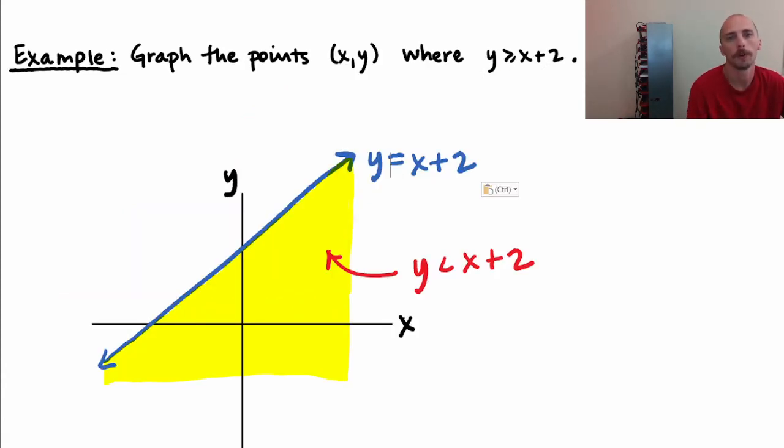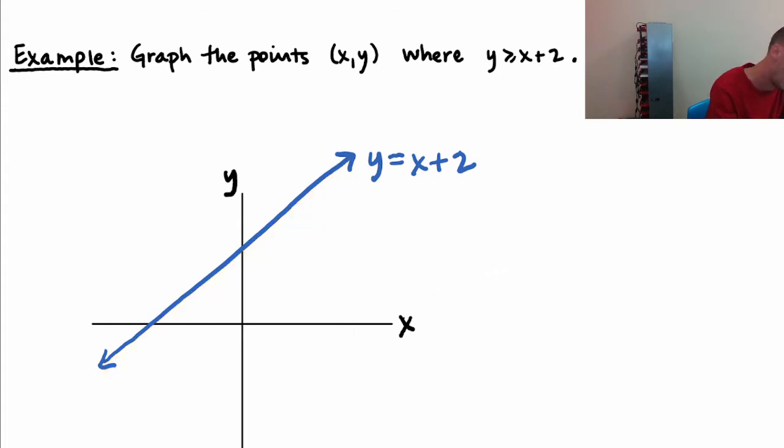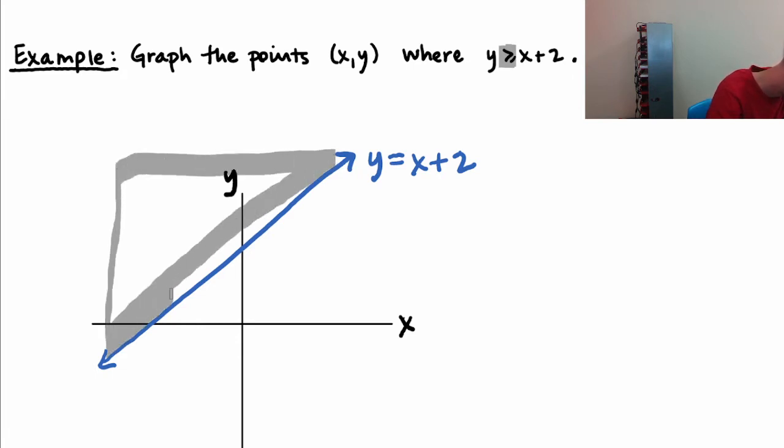But if we wanted to talk about a region where, say, y was greater than or equal to, well, we don't care about this yellow region, because this yellow region is where y is less than x plus 2. So it stands to reason that the other side of the line is the places where y is greater than x plus 2. So I'm going to clear that out, and greater than or equal to is going to be all of this area up here.